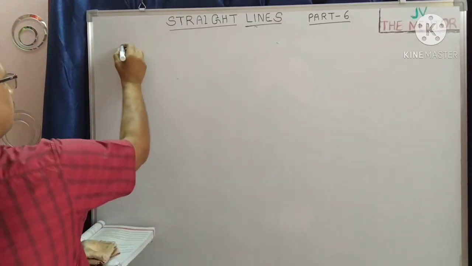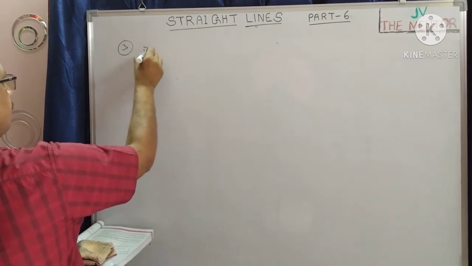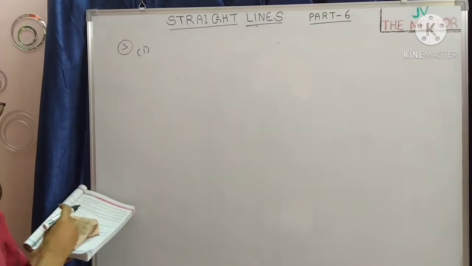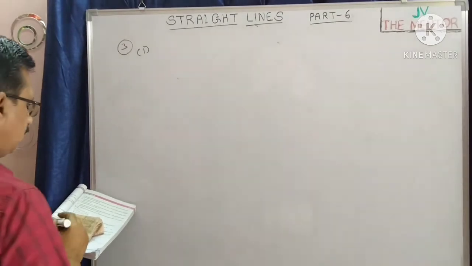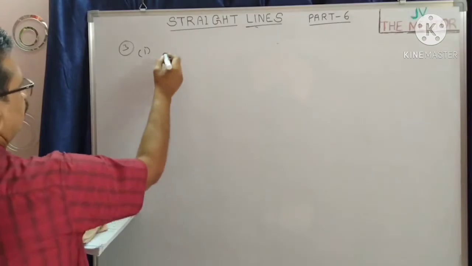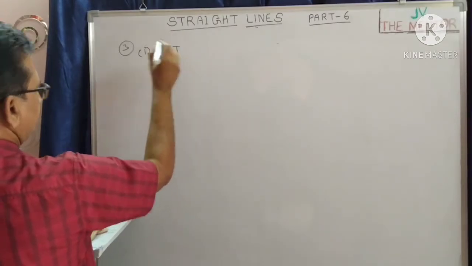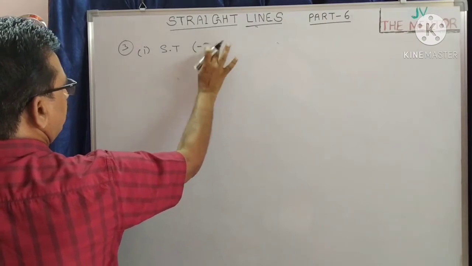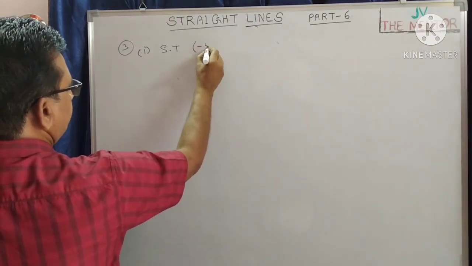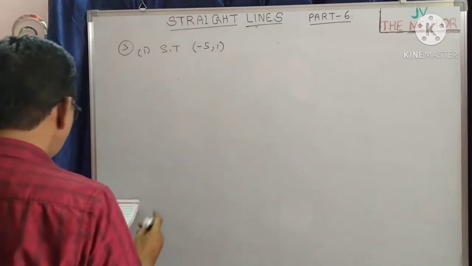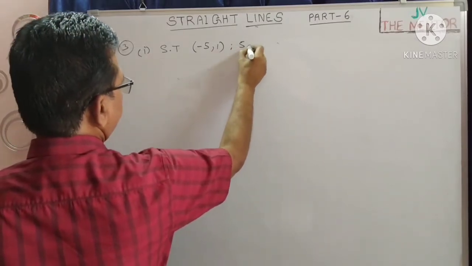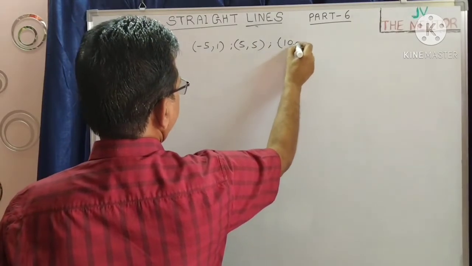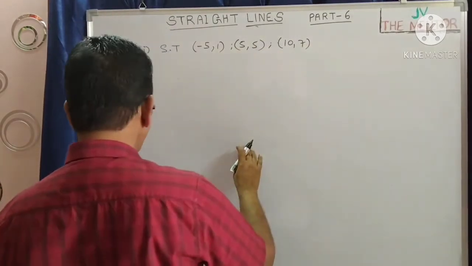First problem. Show that the following points are collinear and find the equation of the line, he says. Show that the points minus 5 comma 1, 5 comma 5, 10 comma 7 are collinear.